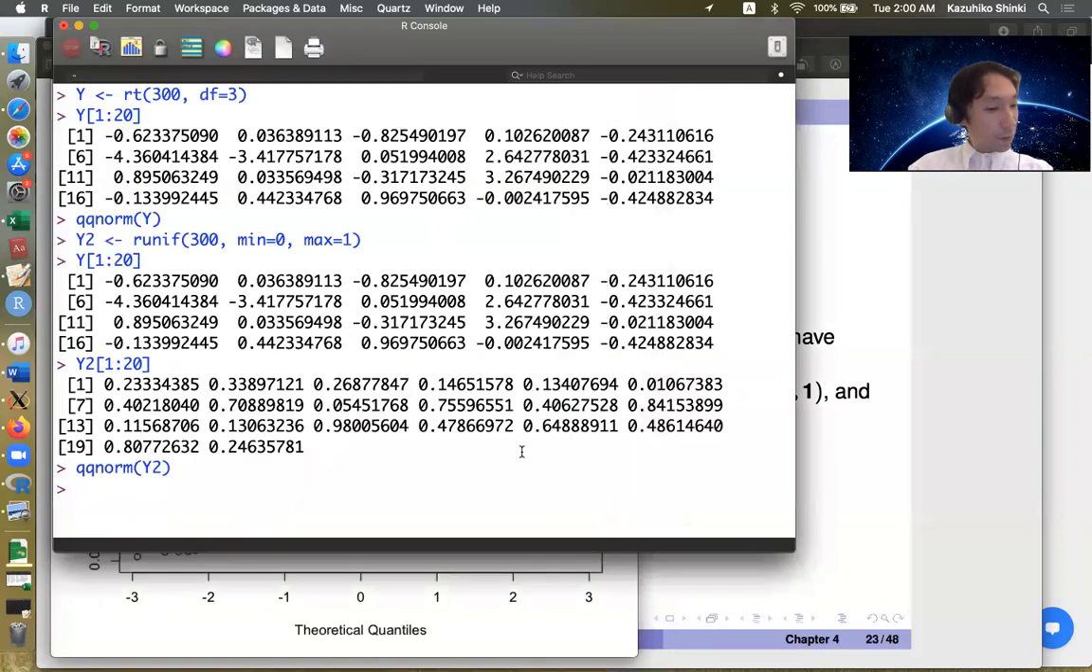So these are the examples of QQ-plot, and now you can tell from a QQ-plot what happens for residuals or, in general, any observations.